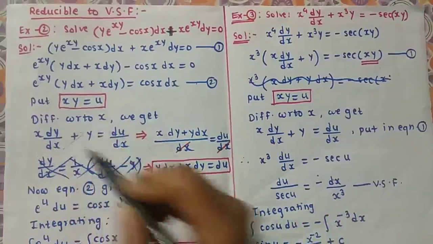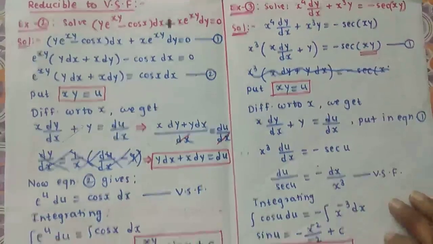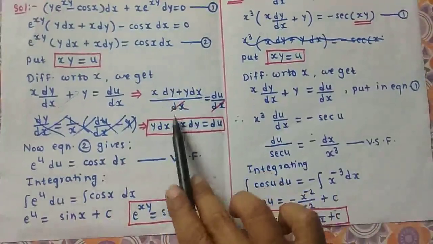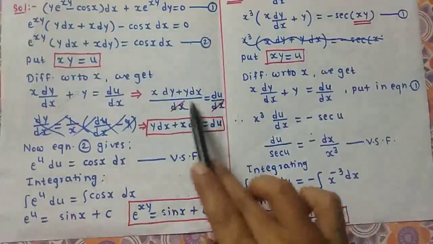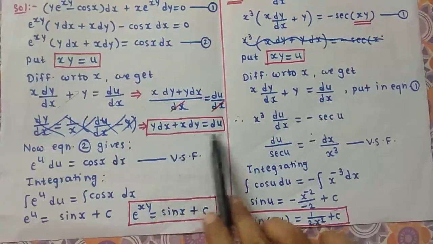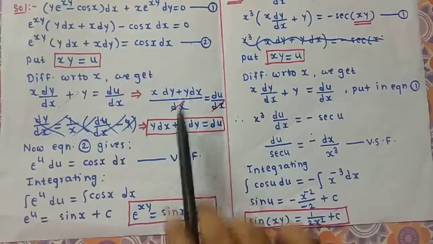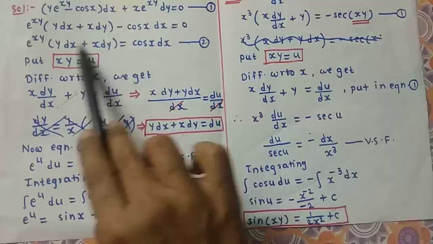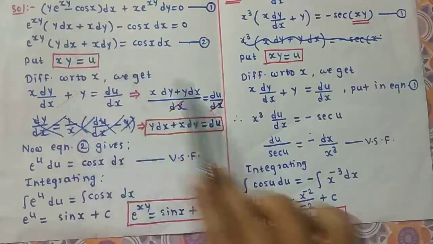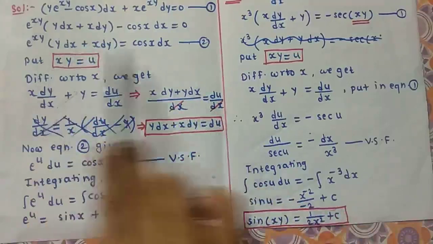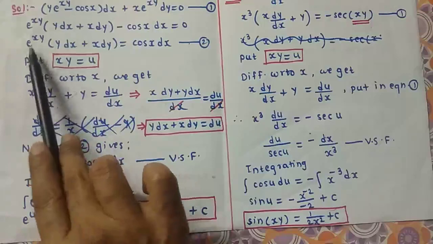Here we do the cross multiplication, and due to this we get x dy plus y dx upon dx equals to du by dx. Now this dx gets cancelled, and we get the value of y dx plus x dy equals to du. If you observe equation 2, here is the y dx plus x dy. So we replace this bracket by du. Now from equation 2, it reduces to e raised to power.